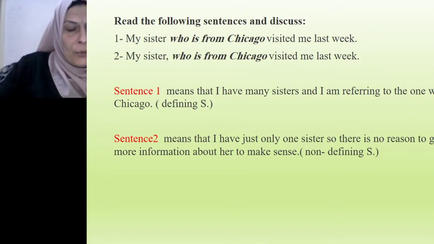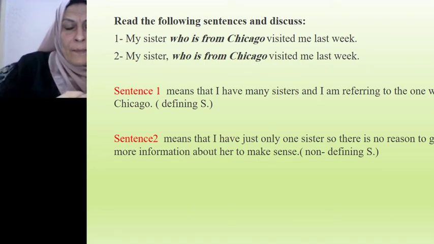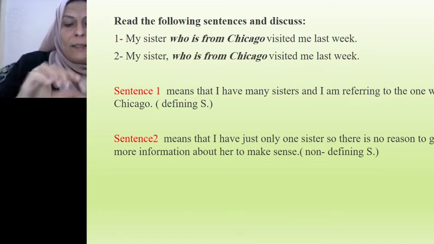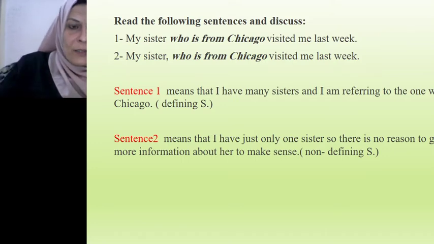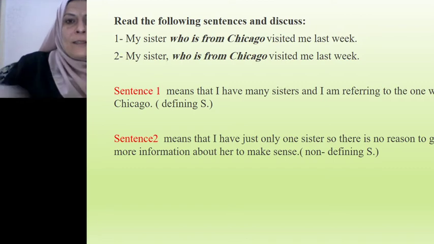We don't use a comma before defining relative clauses. Sentence number 2 means that I have just one sister, so there is no reason to give more information about her to make sense. And this is what we call a non-defining sentence. If we delete the relative clause from sentence number 2, it will not make any difference in the meaning. But in sentence number 1, if we delete the relative clause, it will make a difference in the meaning.